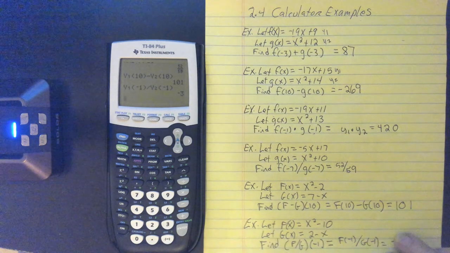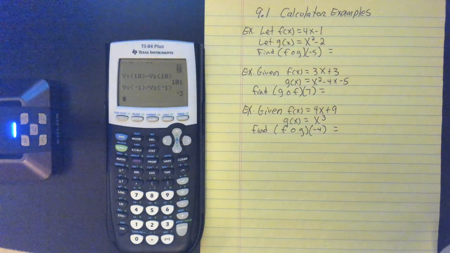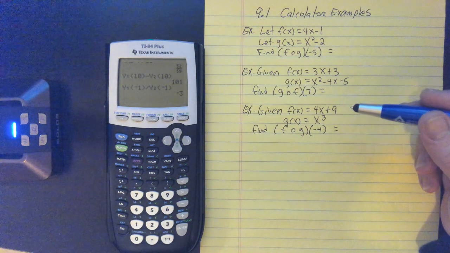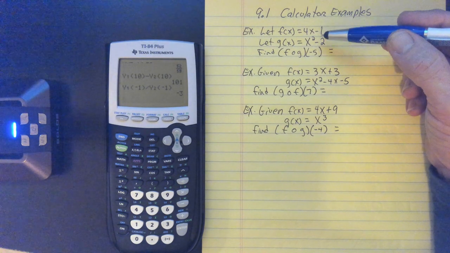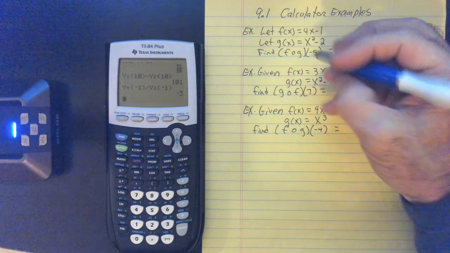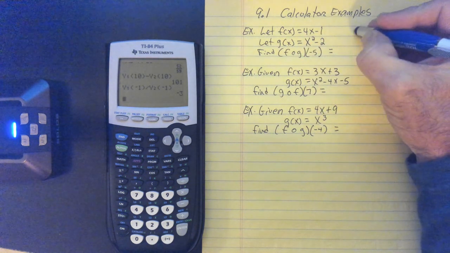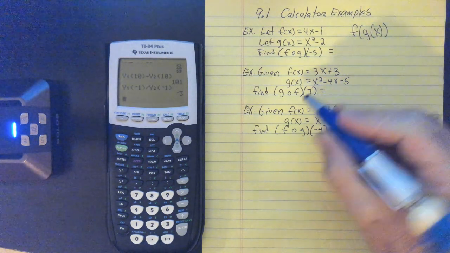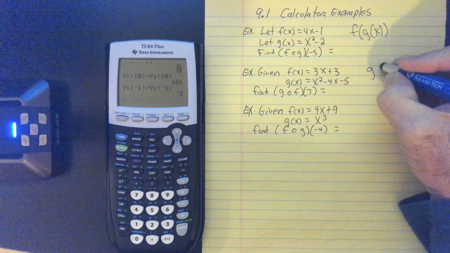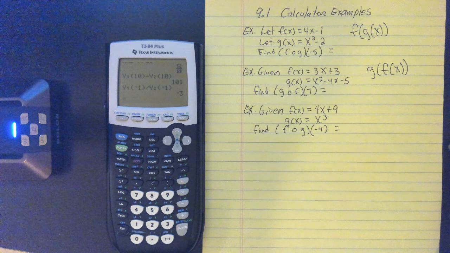Alright, so what we're going to do now is get into the 9.1 composition of functions, because that's basically still doing the function stuff, and there were 3 examples that we could use the calculator for on it. And I'm going to do the same thing with my y1 and y2, okay? Now remember, f of g is the same as f of g of x. G of f is the same as g of f of x. Okay?